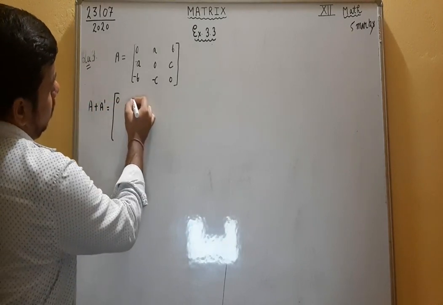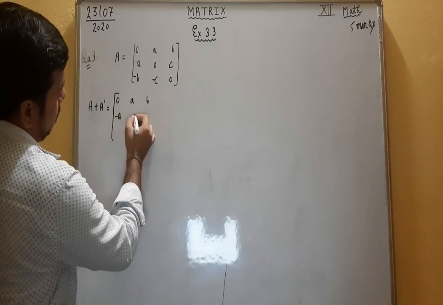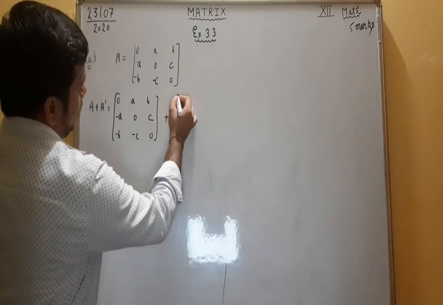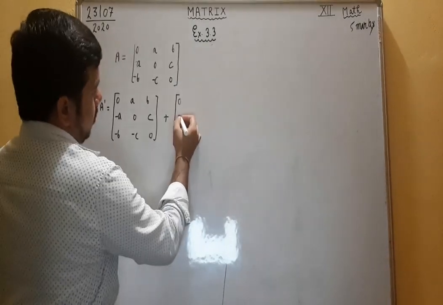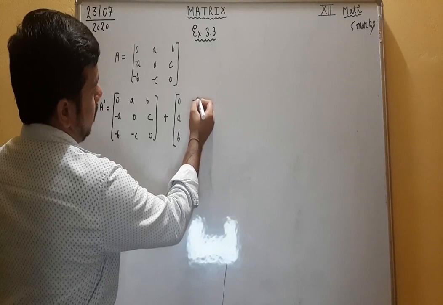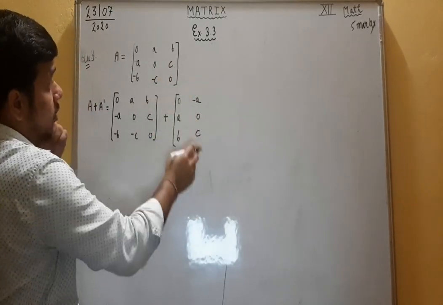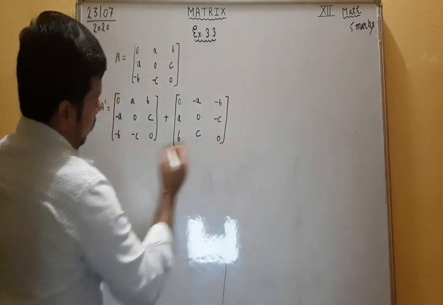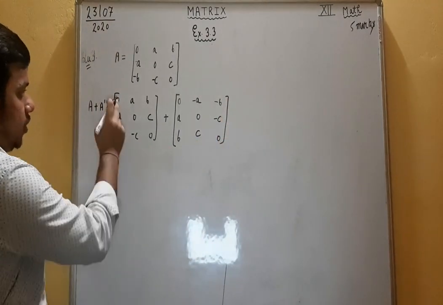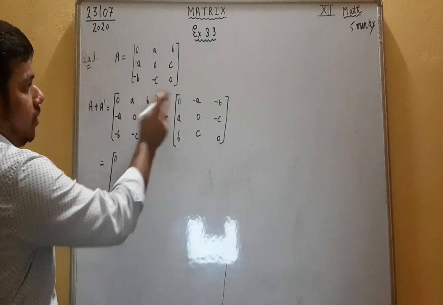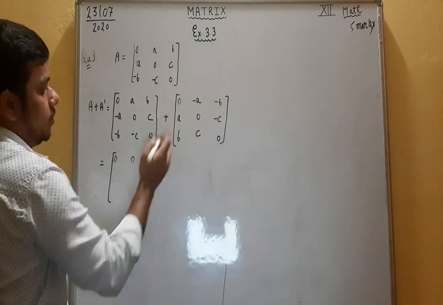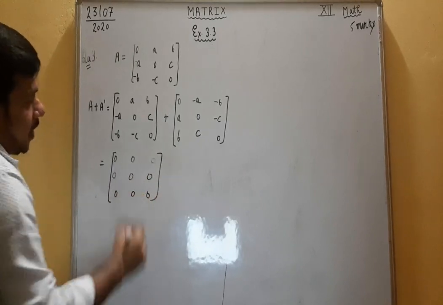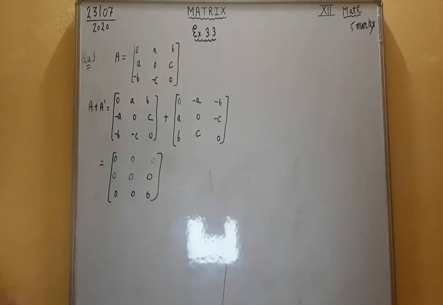A is what? 0, a, b, minus a, 0, c, minus b, minus c, 0. A dash is what? 0, a, b, minus a, 0, c. Second row, second column. Third row, third column. Now add these two matrices. 0 plus 0, 0. a minus a, 0. b minus b, 0. Right? A plus A dash is the null matrix.